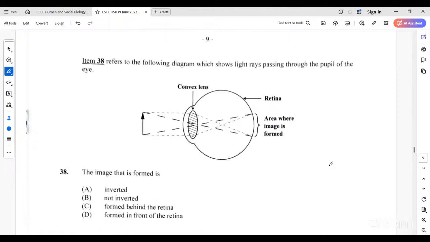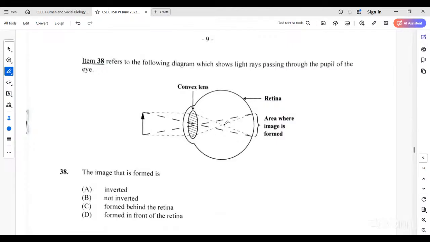Question 38 refers to the following diagram, which shows light rays passing through the pupil of the eye. And they ask you, the image that is formed is, well, it's somewhere in the middle here. So formed in front of the retina, yes, that's true, because the retina is quite back here and it's not being formed there. And the lines must make the X, right?